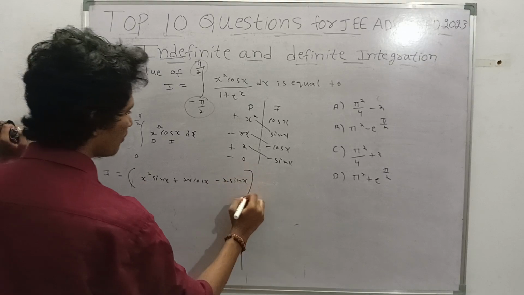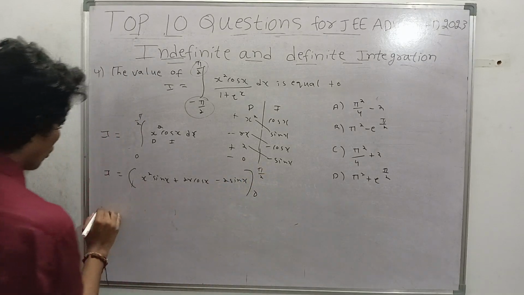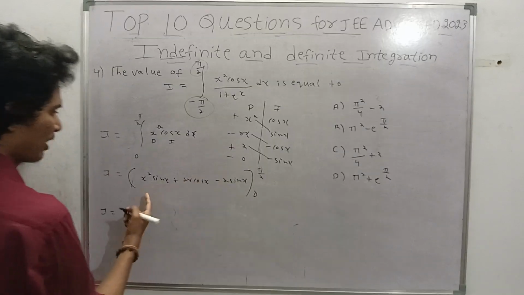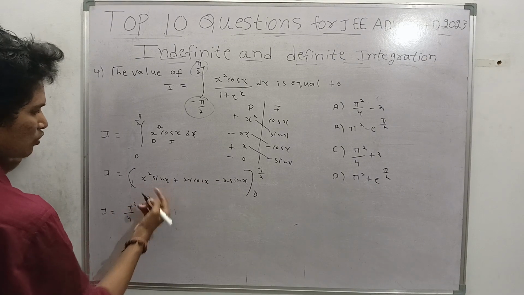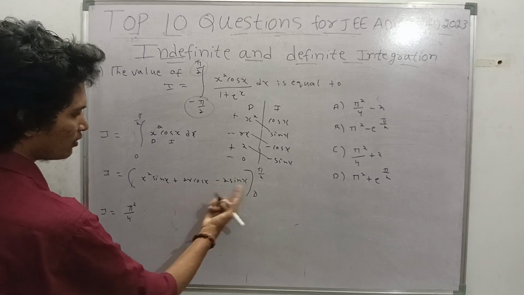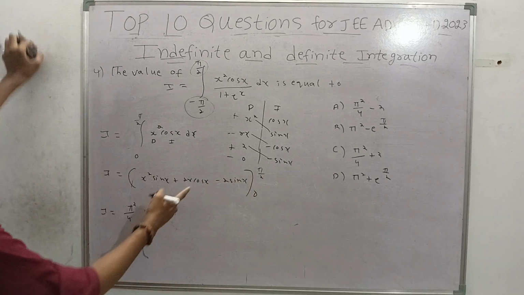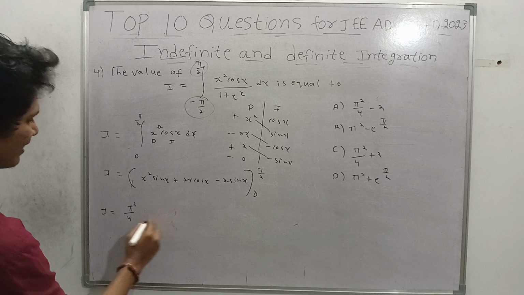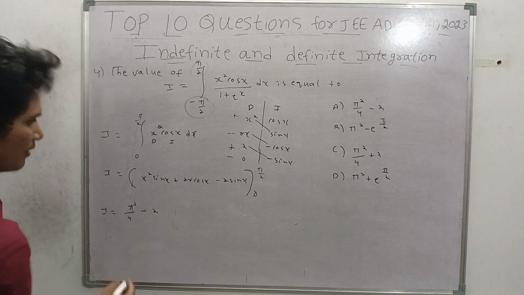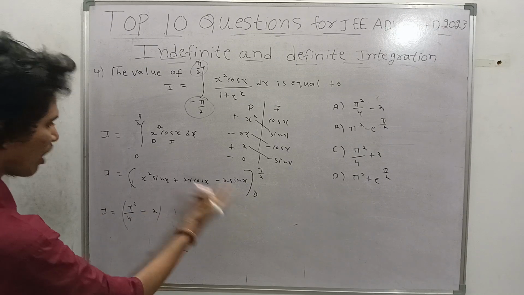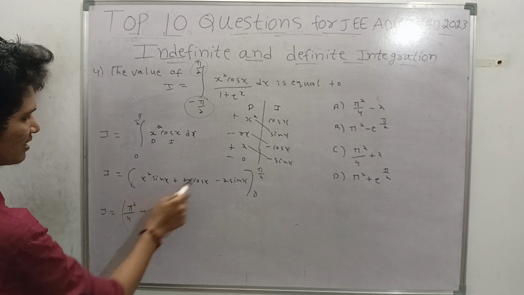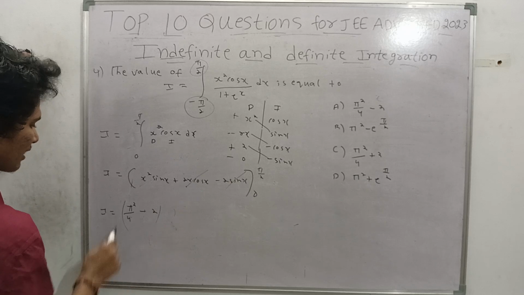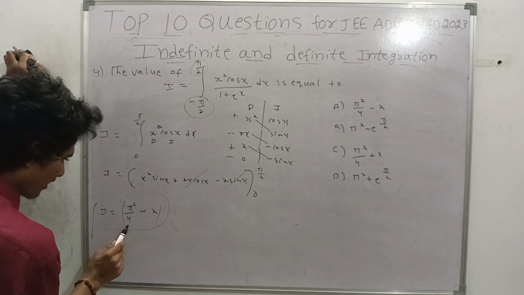Now you can apply the limit, that is 0 to pi by 2. When I apply the pi by 2 limit here, what will I get? Pi square divided by 4, since sin of pi by 2 is 1. And here when I apply pi by 2, these two things are 0. What about this thing? Here it is minus 2. Now this is one part, but we have to apply 0 also. When I apply 0, this thing is 0, this thing is 0, this thing is also 0. So what is the final answer here? That is pi square divided by 4 minus 2.